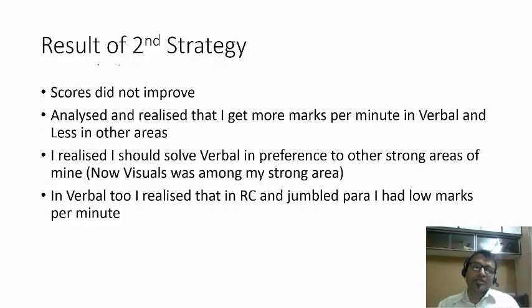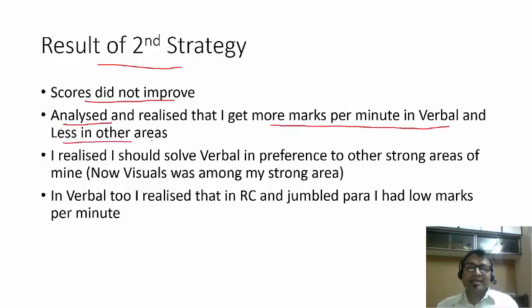So what was the result of the second strategy? Scores did not improve much. I had a new strategy and was solving my strong area, but there was no improvement in scores as I expected. I analyzed and realized that I usually get more marks per minute in verbal and less in other areas, because verbal takes less time.